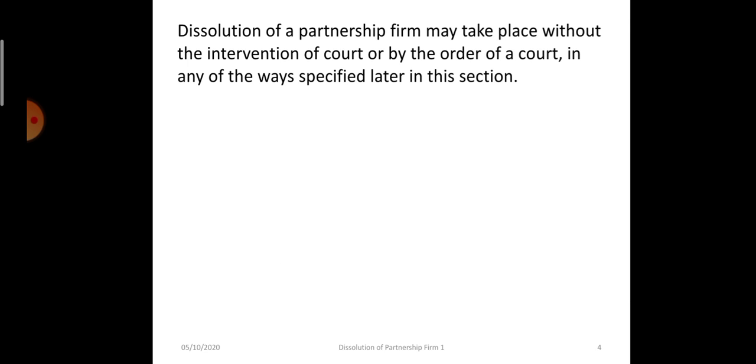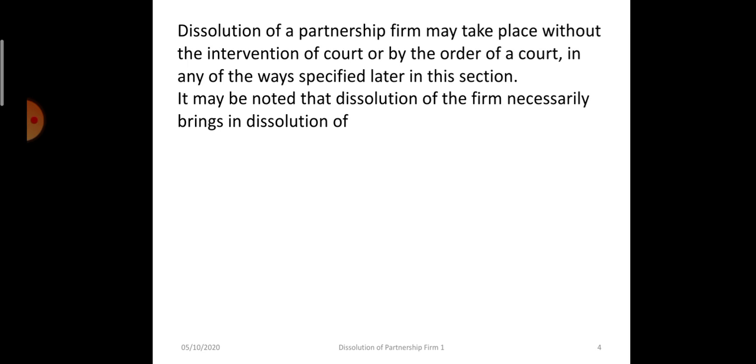Now this one, one of the points: dissolution of a partnership firm may take place due to the intervention of court or without the intervention of court. We will be discussing all these points one by one. And the last point, as discussed, dissolution of the firm will not necessarily lead to the dissolution of the partnership.